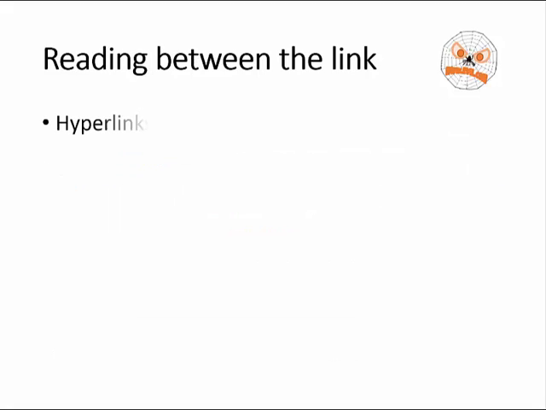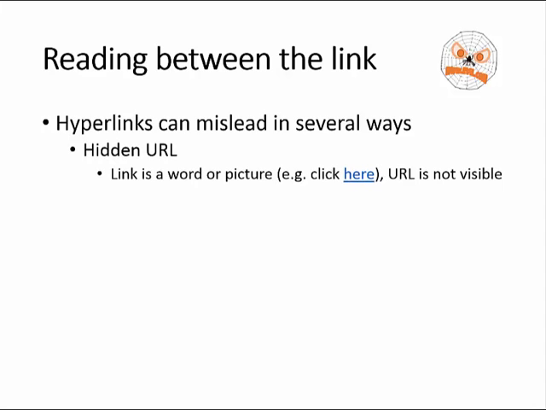So how's that done? Well, first of all, a hyperlink can be misleading, and there's a couple ways that that can happen. First is the hidden URL. So you know there's a link, you might get it in an email or on a website, and it's underlined or in a different color, so you know it's a link, but you don't know where the URL goes.